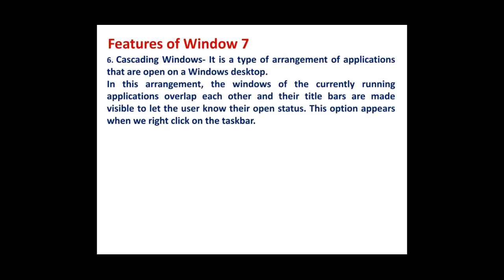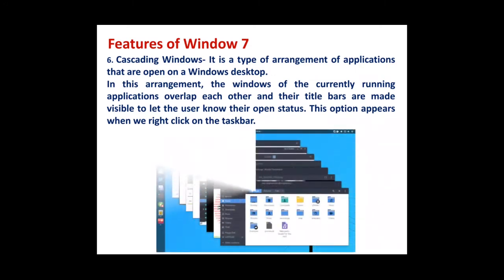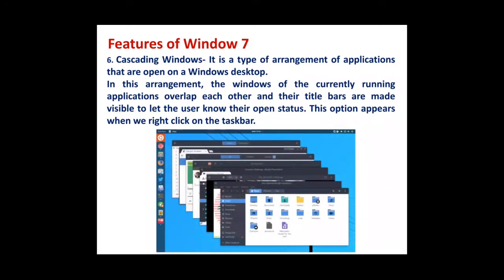Next comes the cascading windows. This is again a very good feature. It's basically a type of arrangement of the applications that are open on the window or desktop. Now you can see it's very clear with this picture only. Suppose you are using 3-4 softwares simultaneously on your computer. Say you were playing a video and then you have paused, in between some work comes and you start working on your Word. Then simultaneously you are checking your emails also. So many windows you are working on simultaneously. This is the one option.